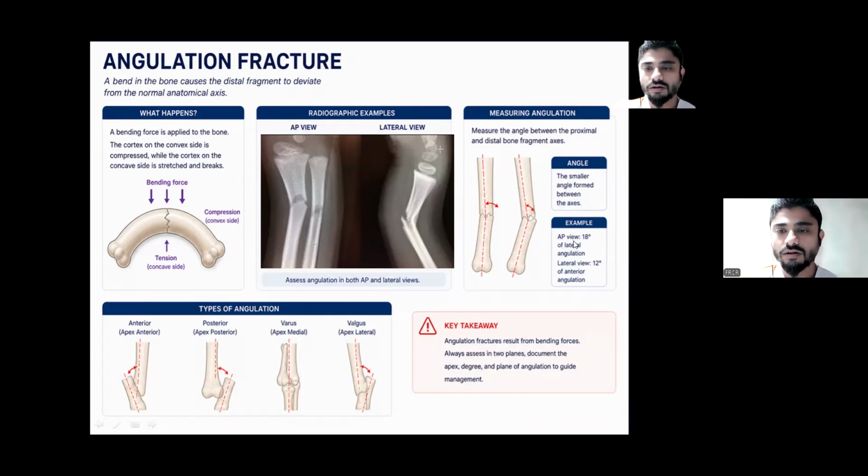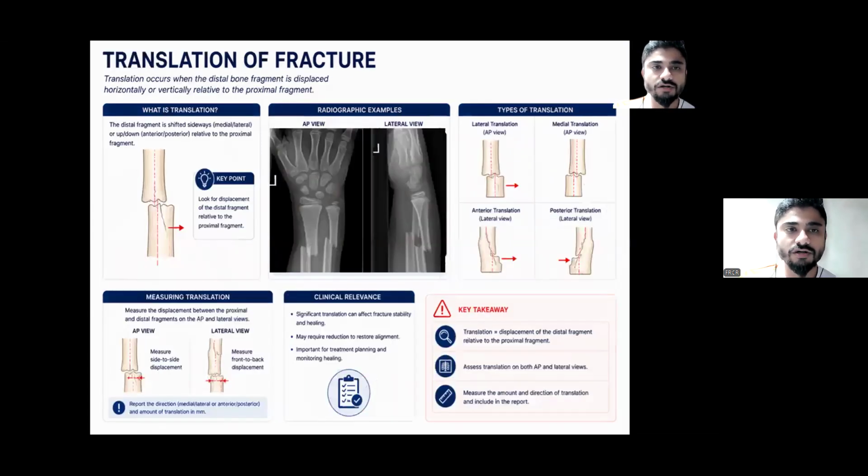And we have discussed the types of angulation: ventral apex, dorsal apex, medial apex, lateral apex type of angulation. You have to mention it in your report. Angulation fracture is done. Now we'll move on to the translational kind of fractures.